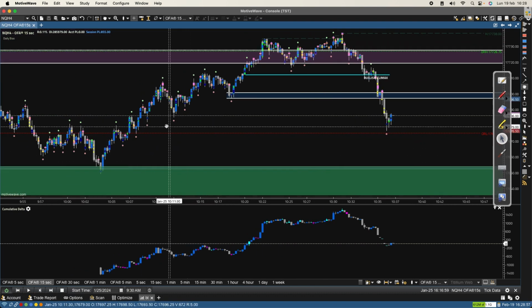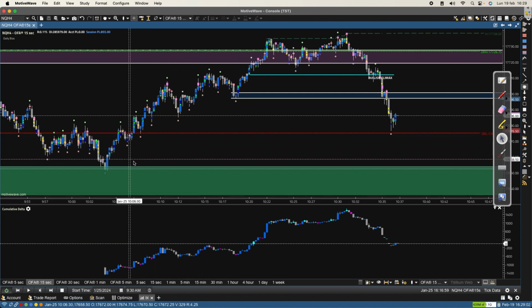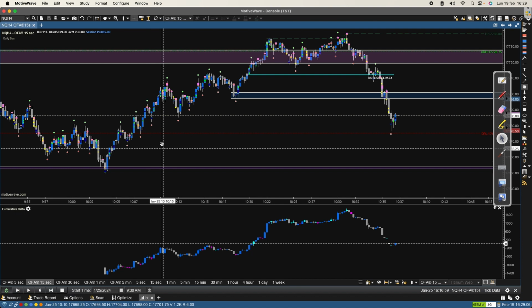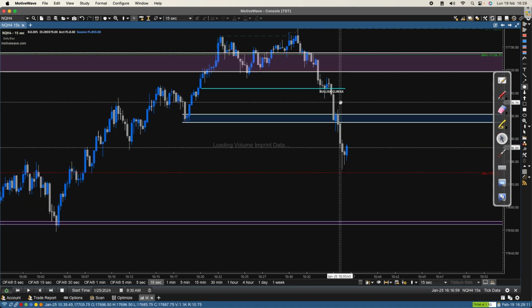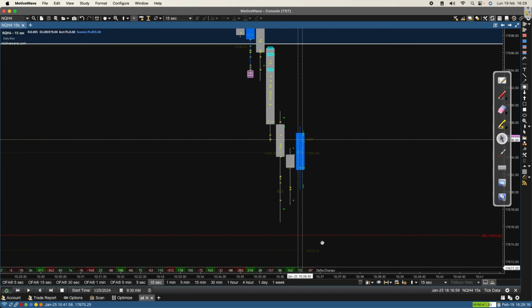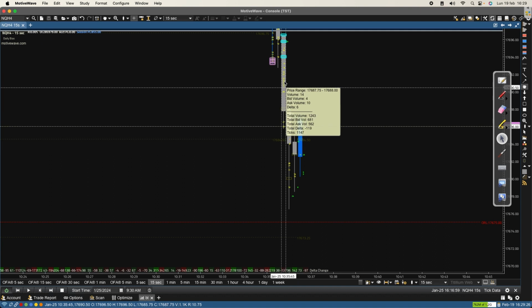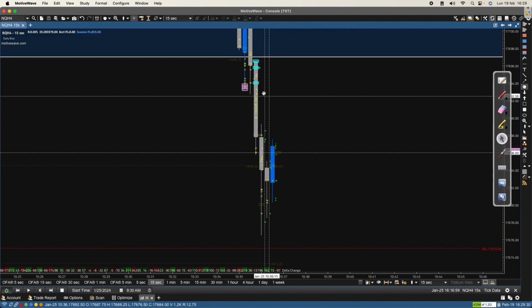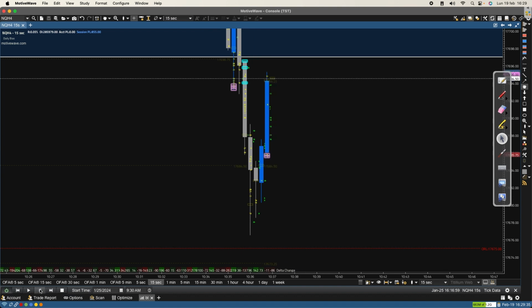So probably it's going to test this supply here, but we have the supply here as well. Okay, so let me have a look at a footprint chart. Oh yeah, this is good. We have a bearish climax with these imbalances. So now I want to see price also cover these imbalances and close like this.